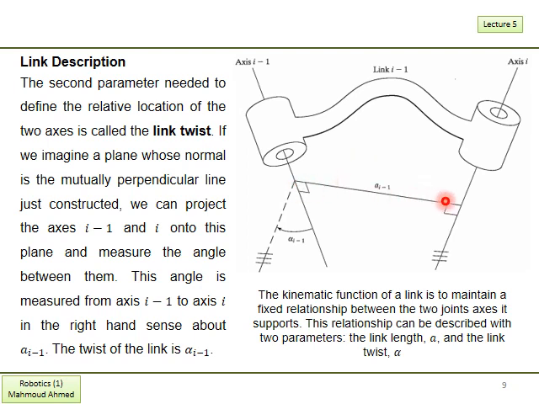First is the length, which is represented by the perpendicular line between the two straight lines of the axes, and secondly is the link twist, which is the angle between this perpendicular line and the plane, which is the plane whose normal is the mutual perpendicular line.